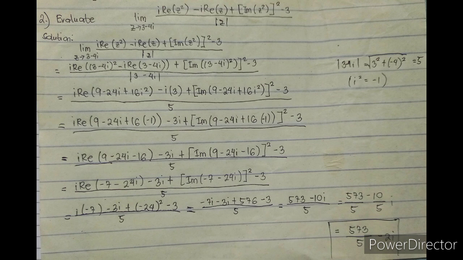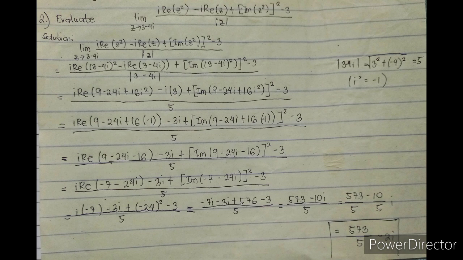Why 5? Because the absolute value of 3 - 4i is equal to the square root of 3 squared plus (-4) squared, which is equal to 5, which means the absolute value is given by the square root of the sum of squares of the magnitude of both parts. This equals i real part of 9 - 24i + 16 times -1, minus 3i, plus imaginary part of 9 - 24i + 16 times (-1) squared, minus 3, all over 5.